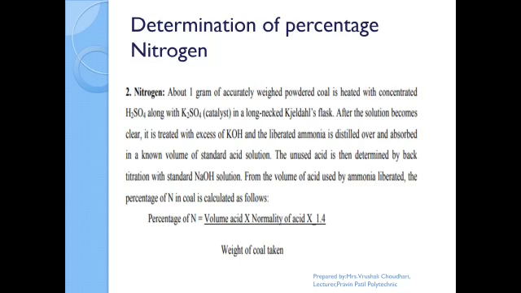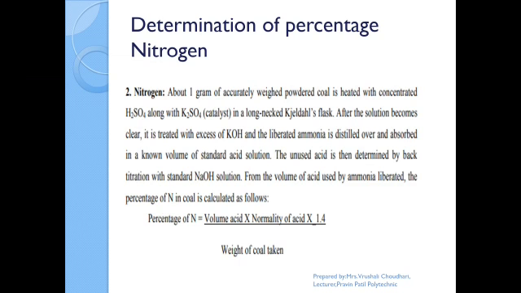Next is determination of percentage of nitrogen. For this we are going to take 1 gram of accurately weighed coal and heat it in a concentrated solution of H2SO4 along with K2SO4, which is acting as a catalyst, in a long neck Kjeldahl flask. It is pronounced as a Kjeldahl flask.